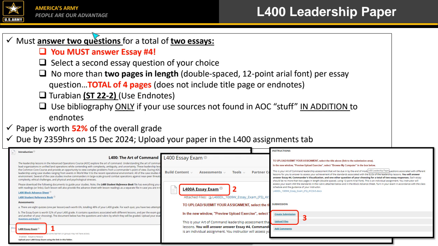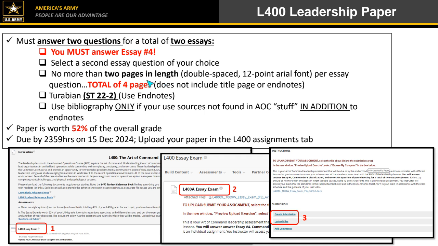So this requires you to answer two essay questions, two of eight, that you must go through and write a response. However, you must answer essay number 4. So you can choose from the remaining 7 for the second essay that you'd like to talk about.